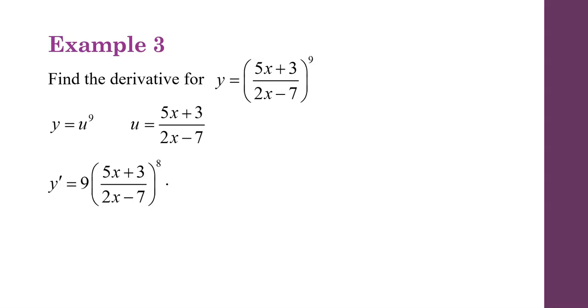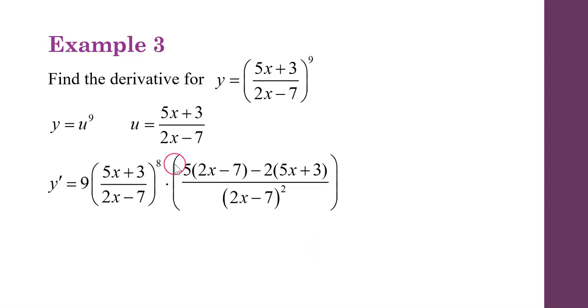and multiply that by the derivative of the function inside, the derivative of u, and that requires me to use the quotient rule. The quotient rule says I have to take the derivative of the top, which is 5, multiplied by the denominator, 2x minus 7, minus the derivative of the denominator, which is 2, multiplied by the numerator, 5x plus 3, over the denominator squared. Okay, so at this point the derivative is completed.